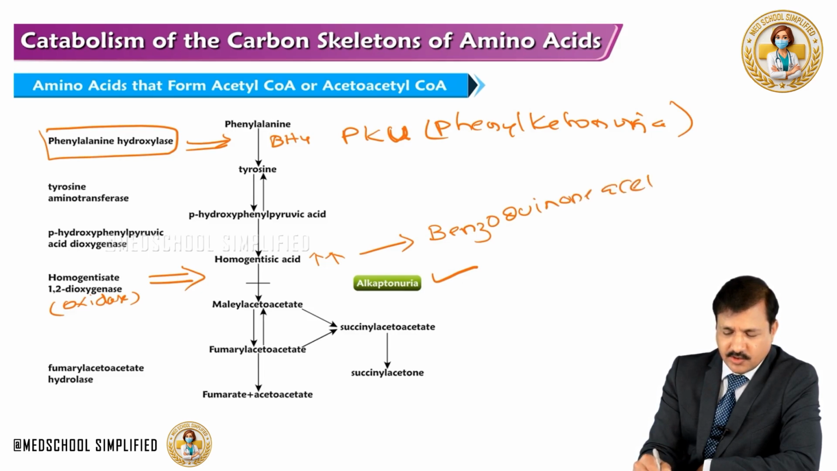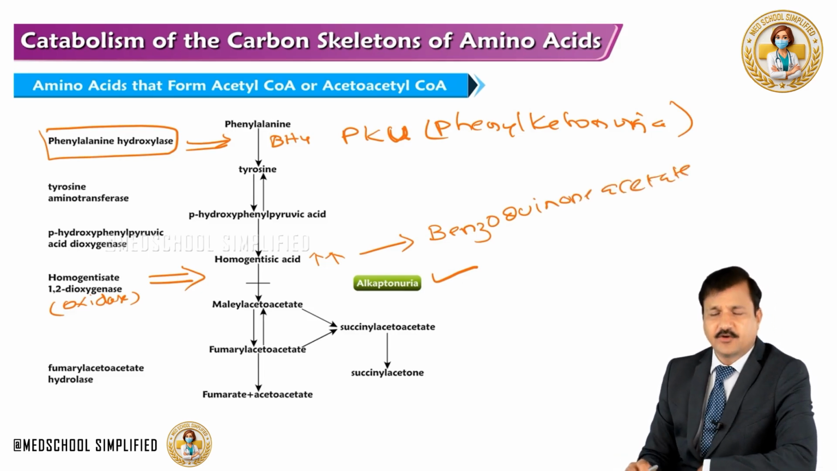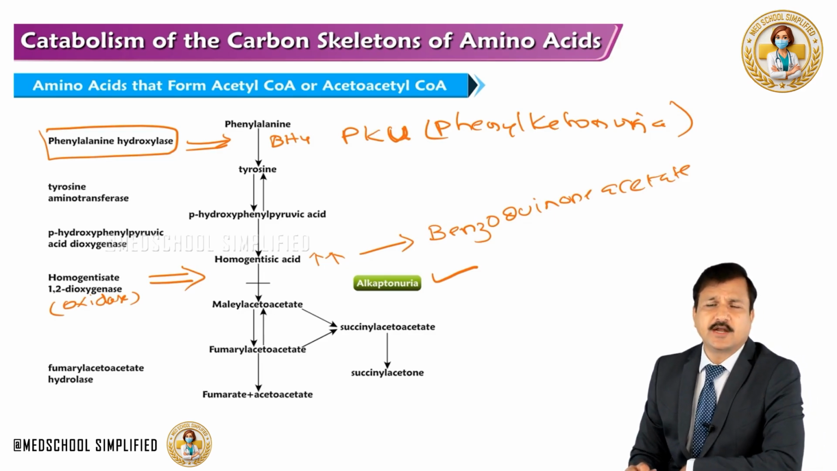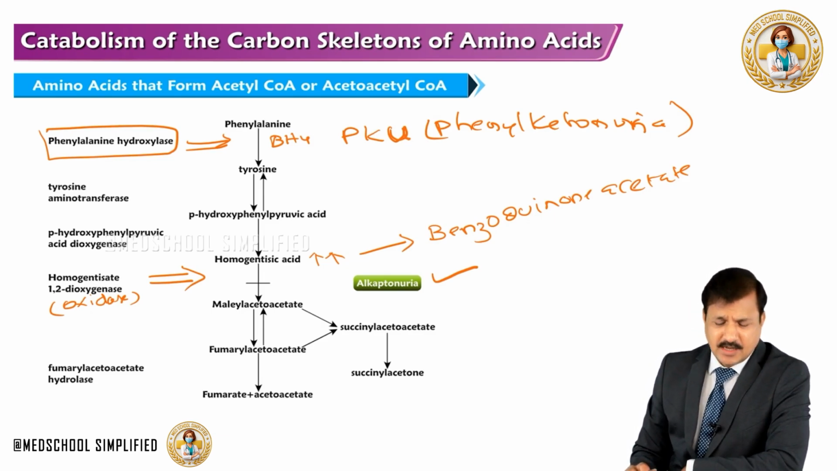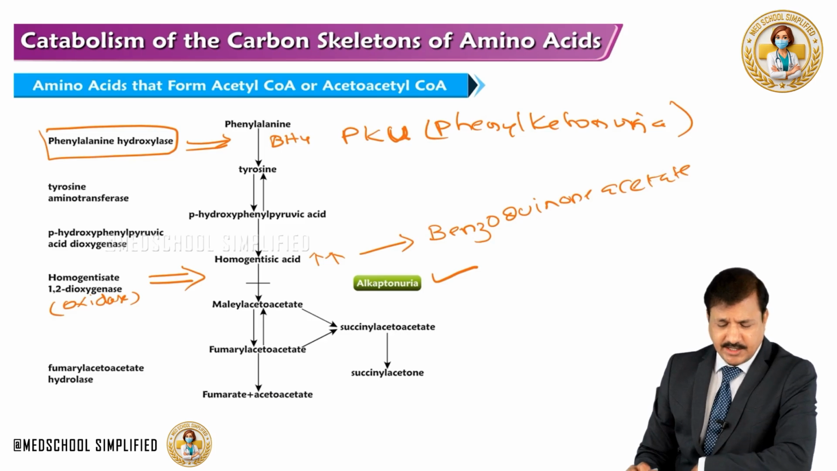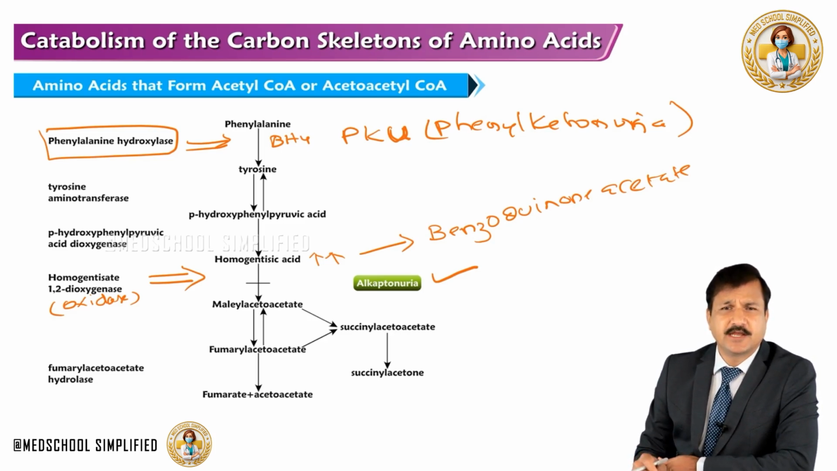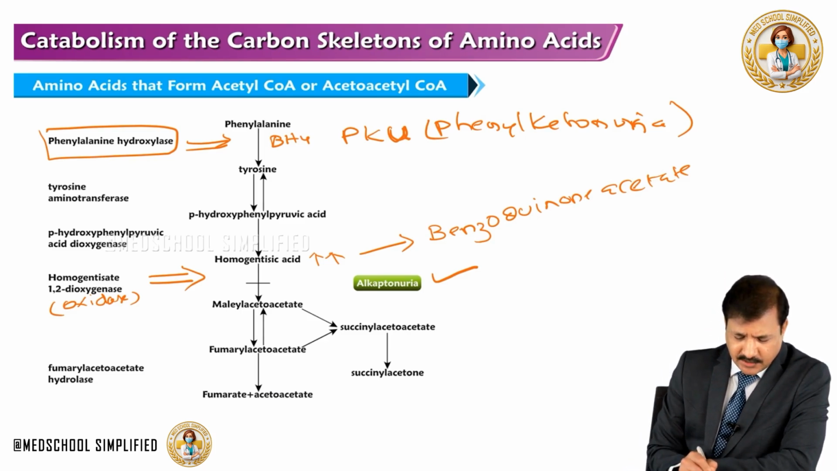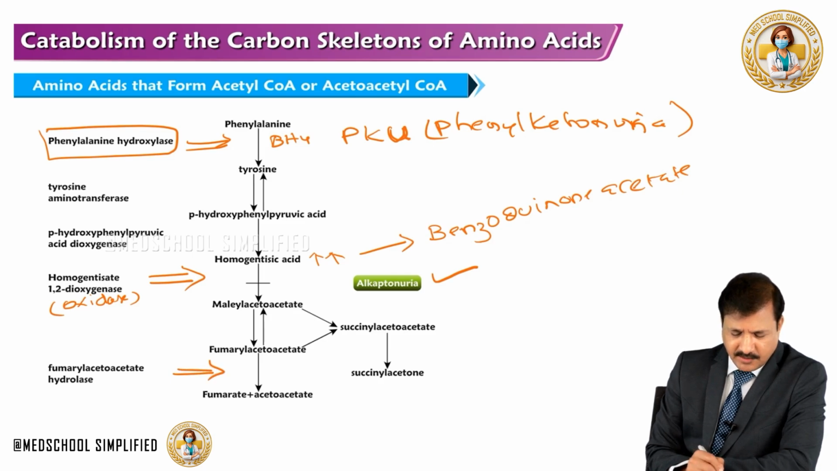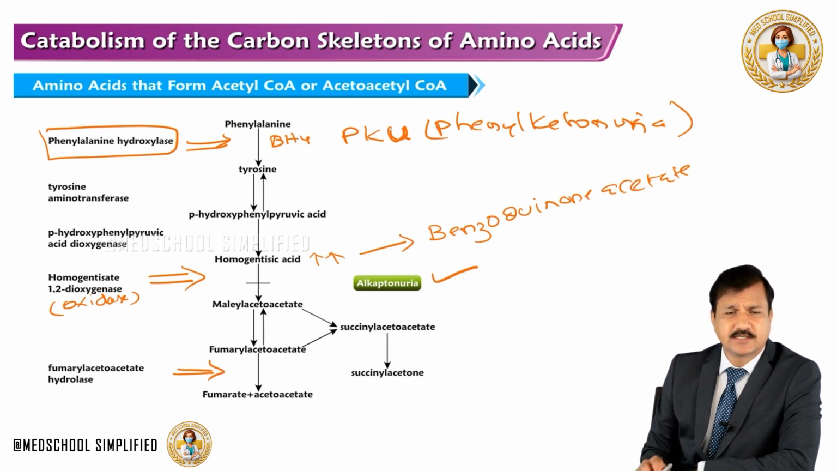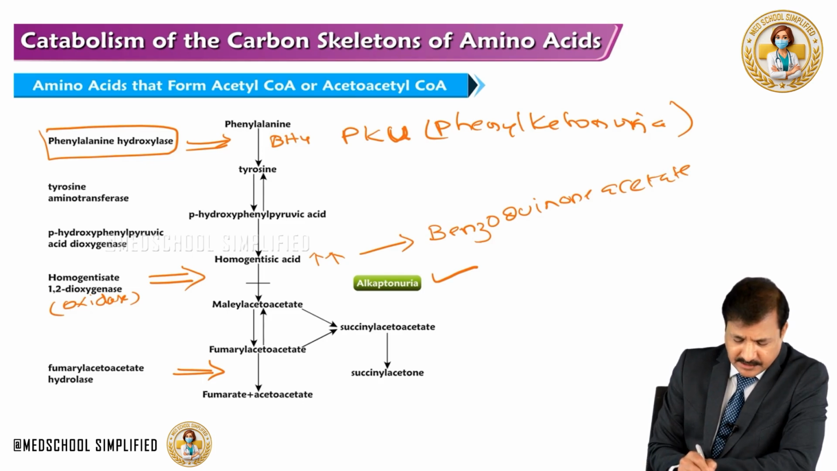And this benzoquinone acetate will have a higher affinity for cartilaginous tissue, and it's going to stain the tissue. We are going to look into that aspect in alkaptonuria disease. Now, moving on, malonyl acetate undergoes an isomerase catalyzed reaction to make fumaryl acetoacetate, and the fumaryl acetoacetate undergoes a reaction catalyzed by fumaryl acetoacetate hydrolase enzyme to break into fumarate, and fumarate is glucogenic.